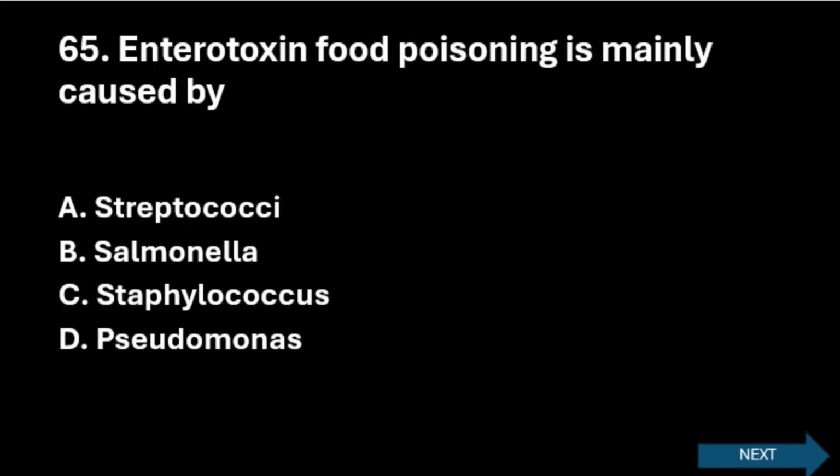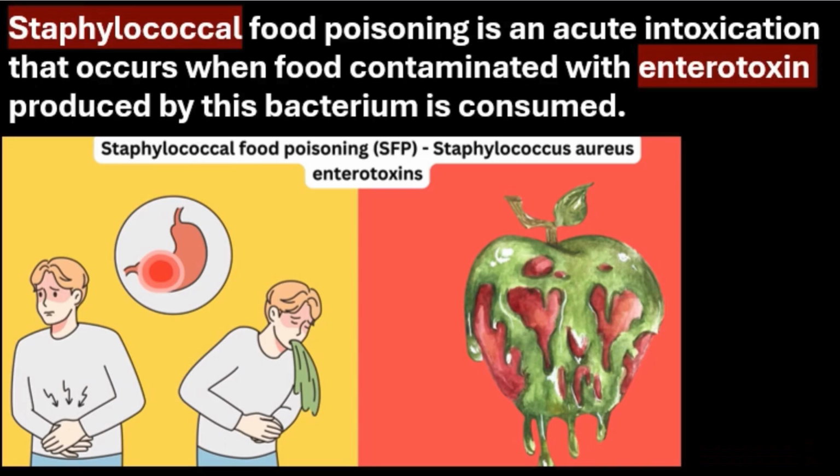Enterotoxin food poisoning is mainly caused by option A, streptococci, option B, salmonella, option C, staphylococcus, option D, pseudomonas. The right answer here is option C, staphylococcus. Staphylococcal food poisoning is an acute intoxication that occurs when food contaminated with enterotoxin produced by this bacterium is consumed. So when Staphylococcus bacteria are in the food, they release this enterotoxin and it causes the food poisoning. So the right answer is staphylococcal.